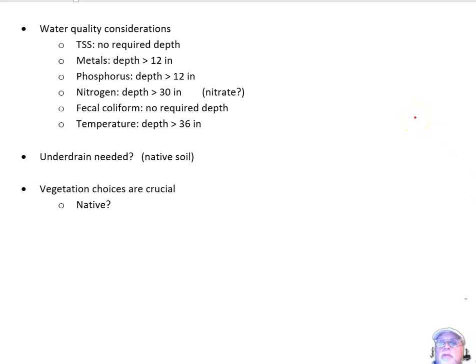Vegetation choices are crucial. If you look at some guidelines for rain gardens, there's been a whole lot about the vegetation and what can work. So we use native plants, but that's a critical step in it. All right, so that's a little run through of a design of a specific type of best management practice, and we'll move on from there.